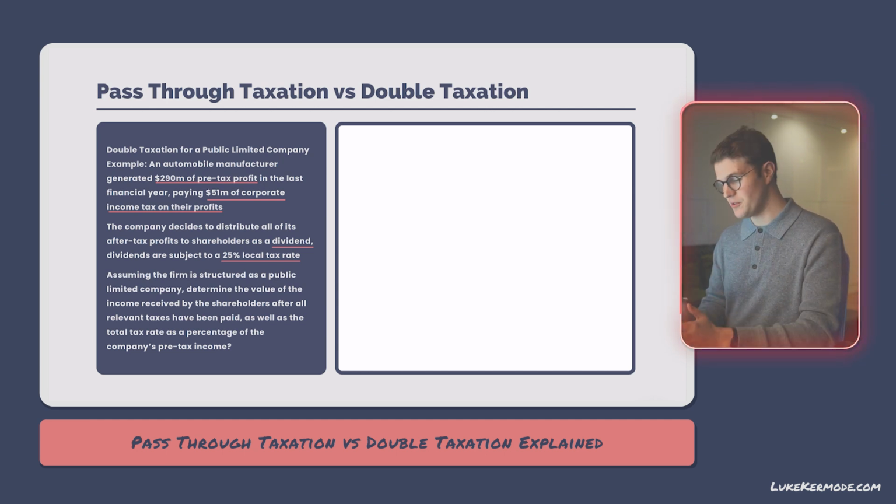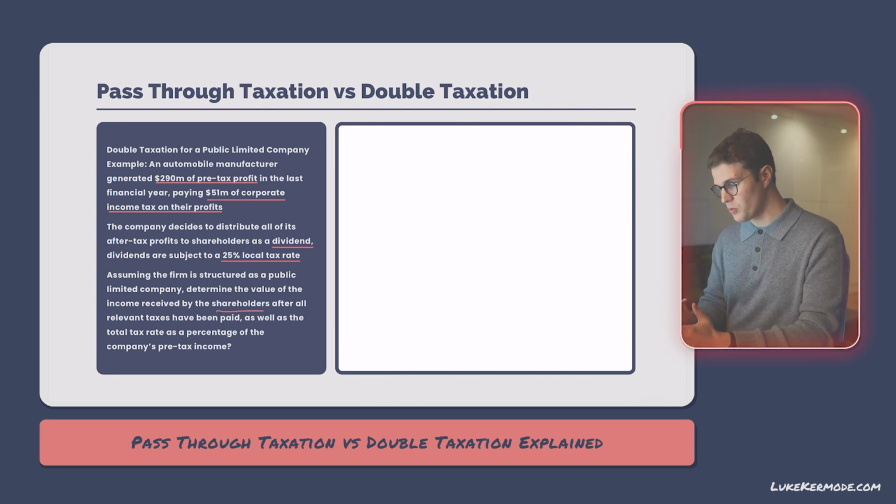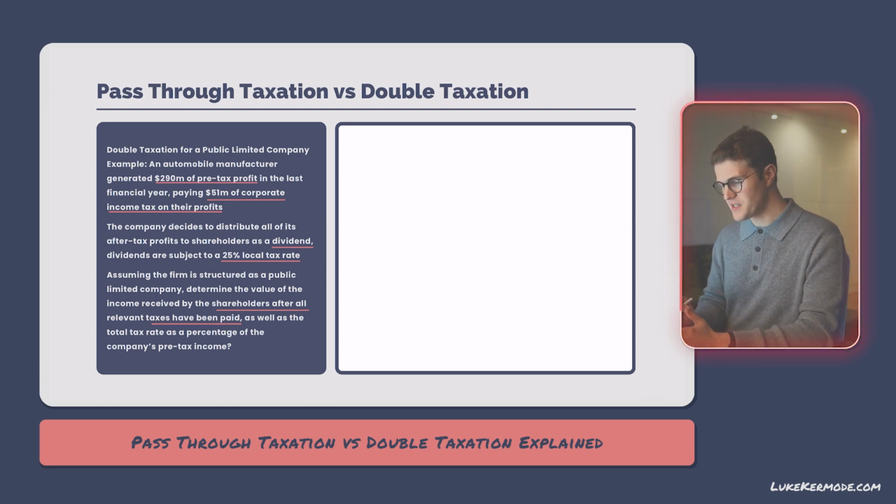So there's two things we need to determine: the post-tax proceeds that the shareholders receive after all tax has been paid off. So what do the shareholders actually receive in their pocket? And then what is the total tax rate as a percentage of the company's pre-tax income?